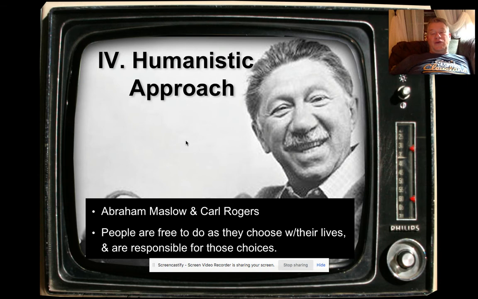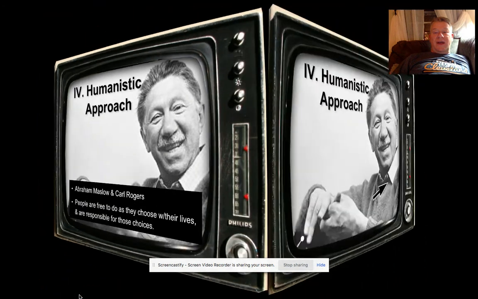free to choose their own lives and are responsible for these choices. So the humanistic approach says, hey, look, you're allowed to choose whatever personality you want. However, you must be willing to take the responsibility for those choices. So let's take a little closer look at those ideas.